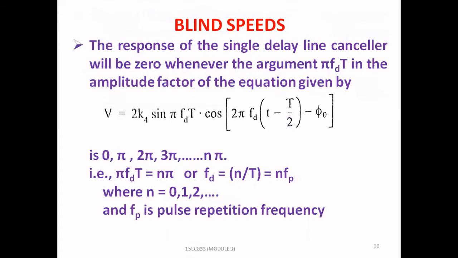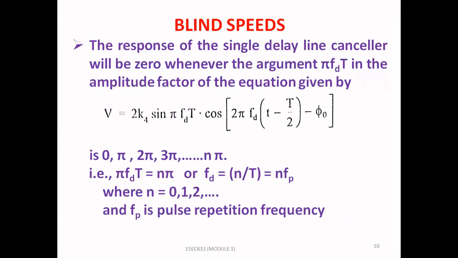Next topic is blind speeds. The response of the single delay line canceller will be 0 whenever the argument pi FD capital T in the amplitude factor of the equation V equal to 2K4 sin (pi FD capital T) cos (2 pi FD (T minus capital T by 2) minus phi naught) is 0, pi, 2 pi, 3 pi, and so on to n pi.